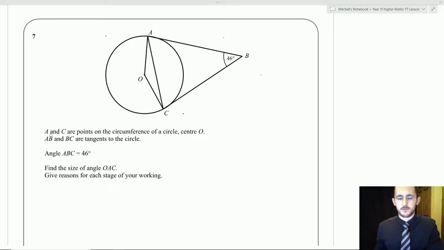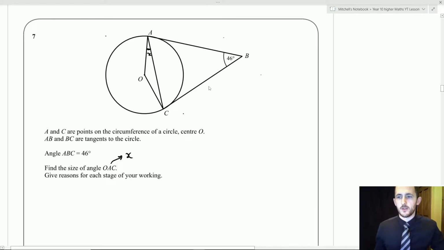Actually, let's read through the question. I'm getting ahead of myself. A and C are points on the circumference of a circle center O. AB and BC are tangents to the circle, and ABC is 46 degrees. Find the size of angle OAC. OAC is this tiny angle here, so I'm going to call that X for now. That's quite a lot to take in, but let's have a think.